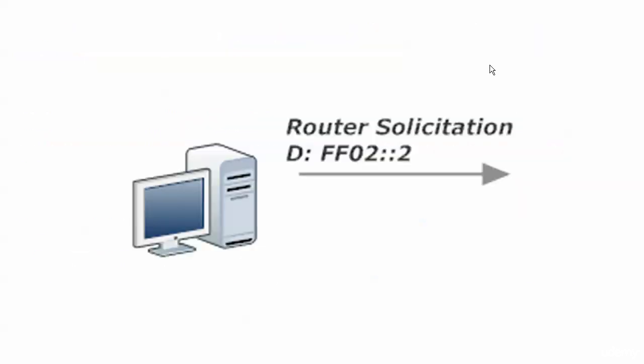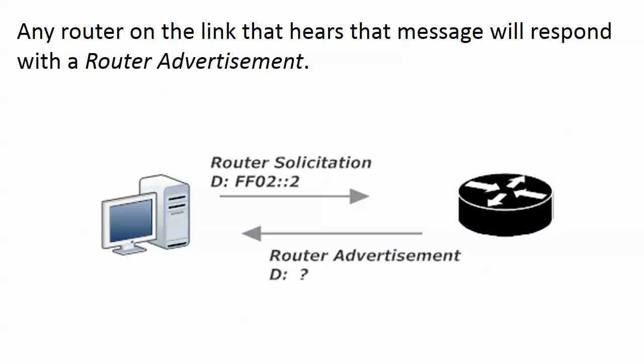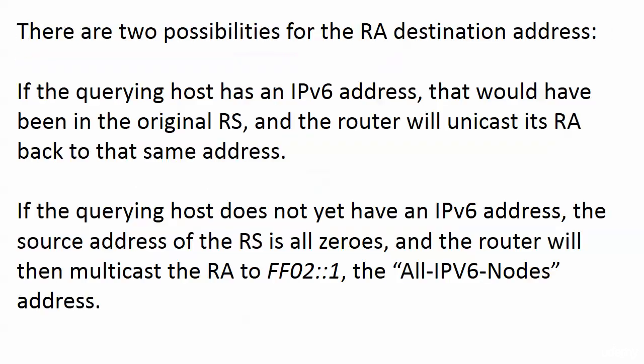So when our host sends a router solicitation, an RS, to FF02::2, then it's going to hope a router answers it. And when a router on that link hears it, it will indeed answer with what we call a router advertisement, or RA. So we've got an RS going out, and then an RA in response. Now notice we have a question mark there for destination, because the destination of the RA actually depends on whether or not our host has a version 6 address yet. If the querying host has a version 6 address, that would have been in the original router solicitation, and the router looks at that and says, okay, I'll just unicast this RA, this answer, back to that same address.